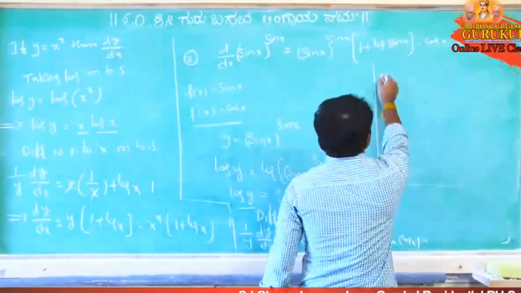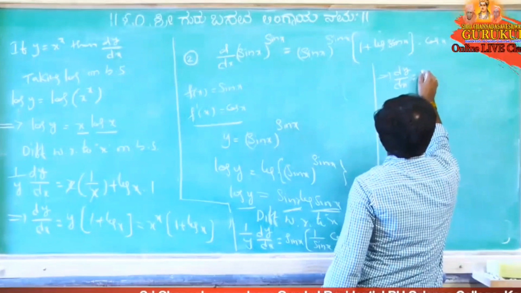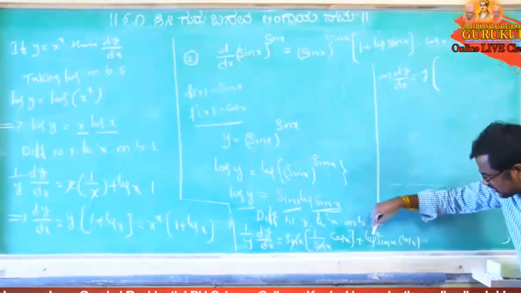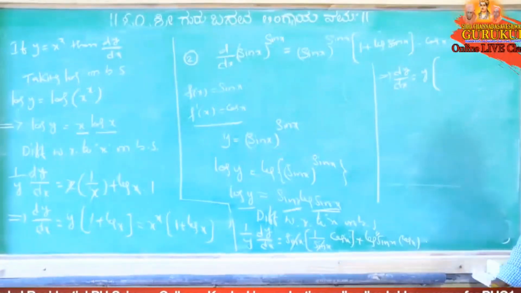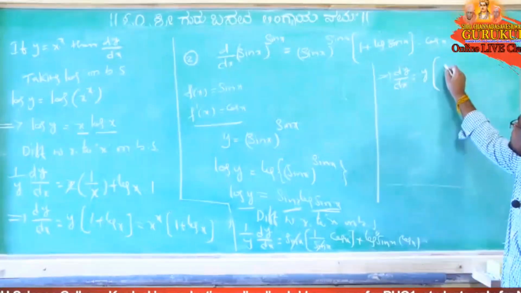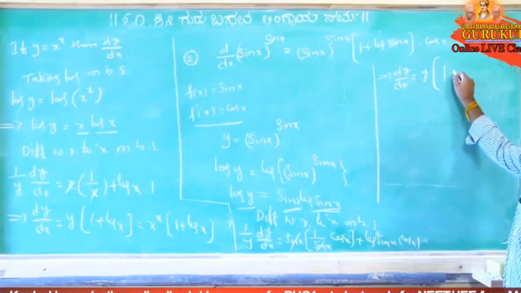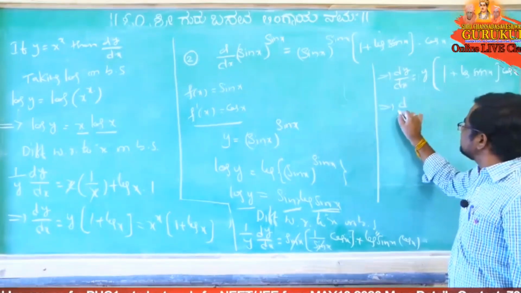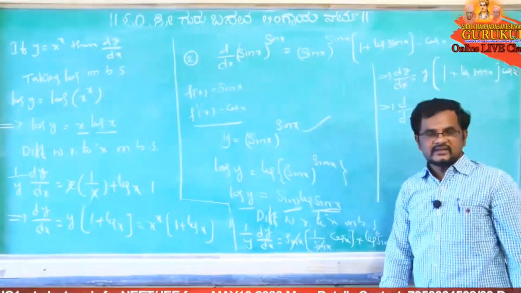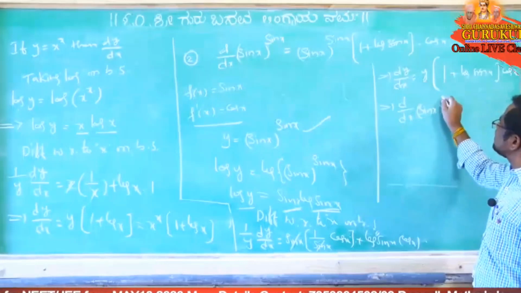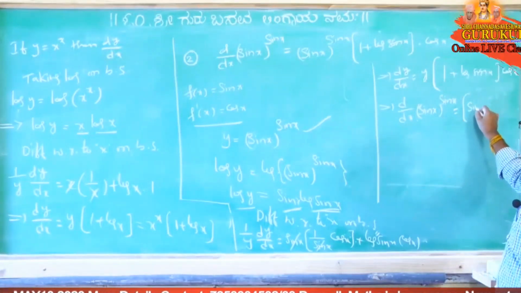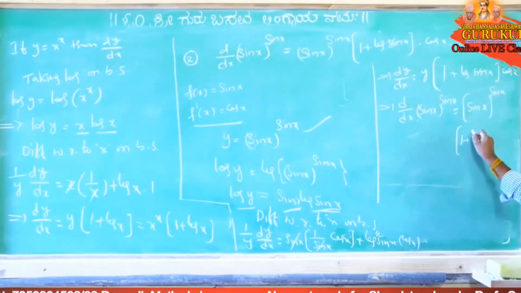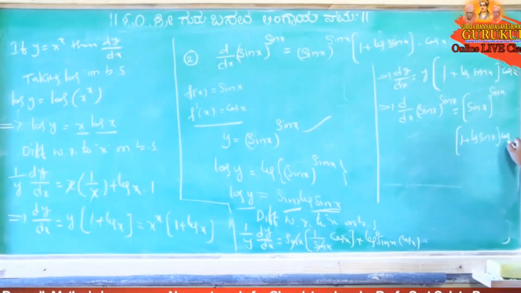Now multiply y to this side, dy by dx equal to y into, here sin x gets cancelled. In these two terms what can we take common? Cos x. If you take cos x common, what is remaining? 1 here, and log of sin x into cos x here. That implies d by dx of (sin x) whole power sin x equals (sin x) whole power sin x, here also y, into 1 plus log of sin x into cos x.